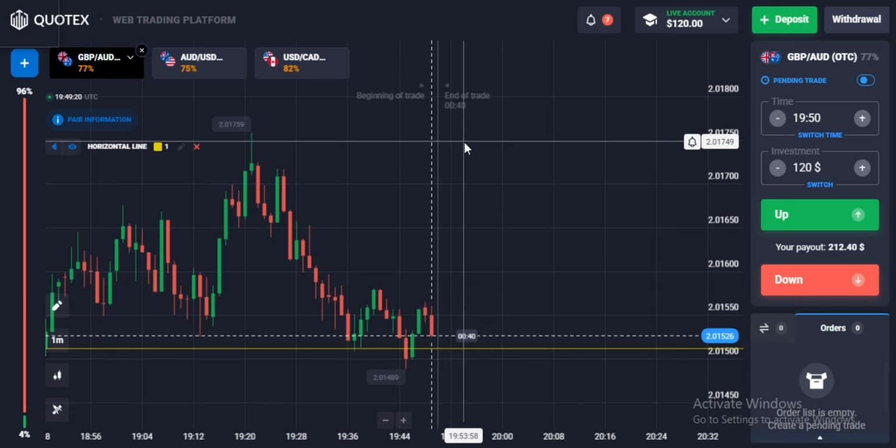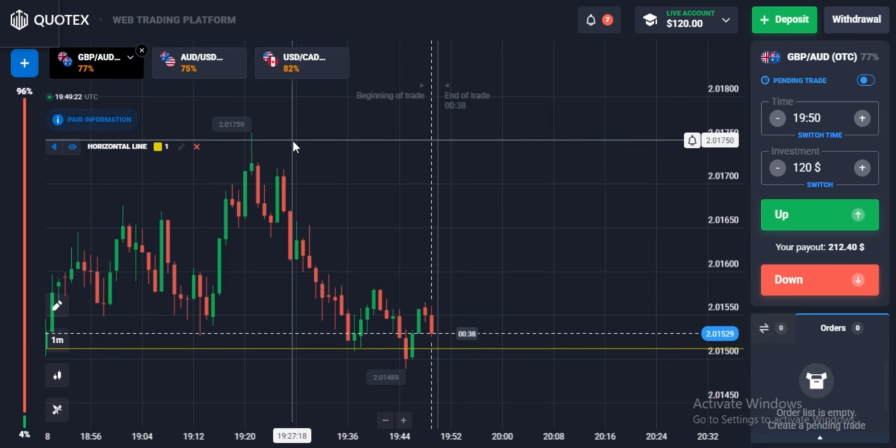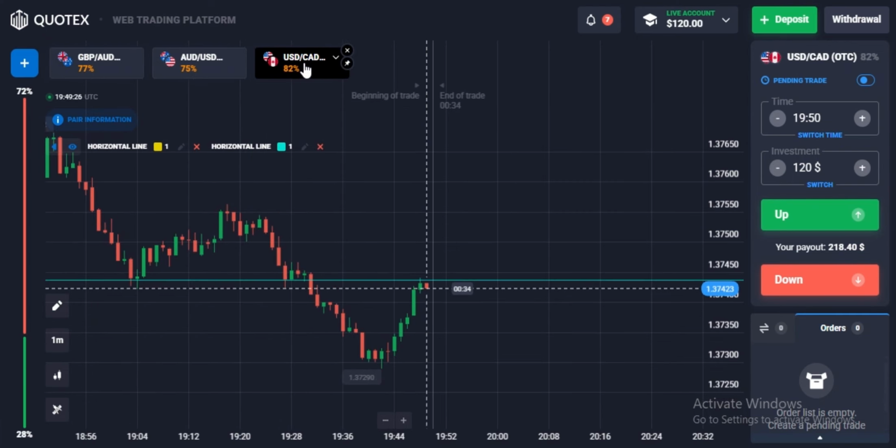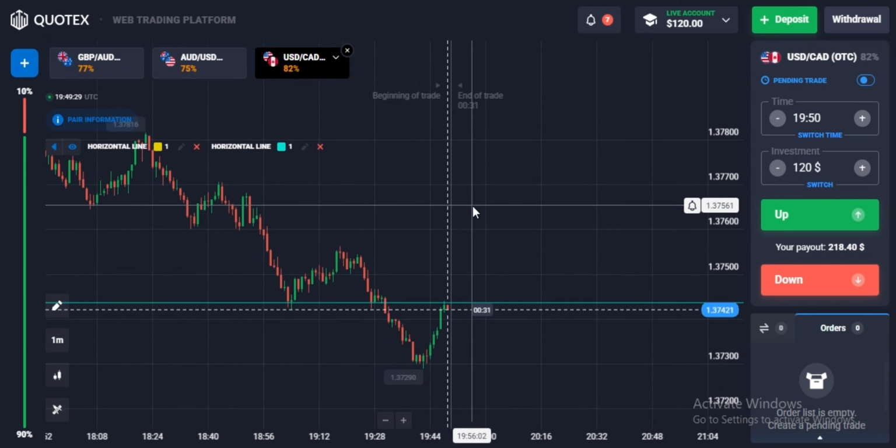Stop guessing and start trading with logic. If you want to grow your account consistently on Quotex, you need to master one thing: price action.